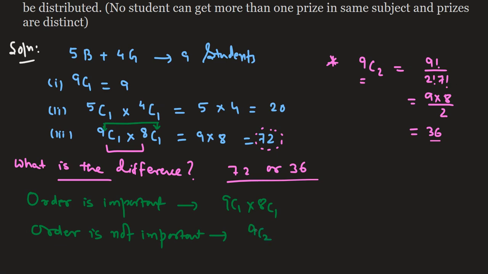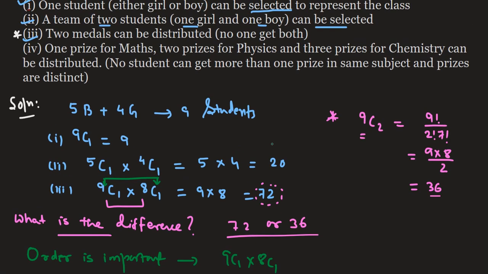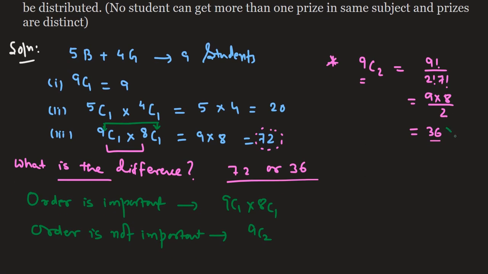But in our problem, order is very important, because no one will get both the medals. This is very important. Is it clear? So here order is very important. In which order you distribute the medals should be considered. And here the order is immaterial, so we discard these options. These are not the correct options. The correct option is 72.